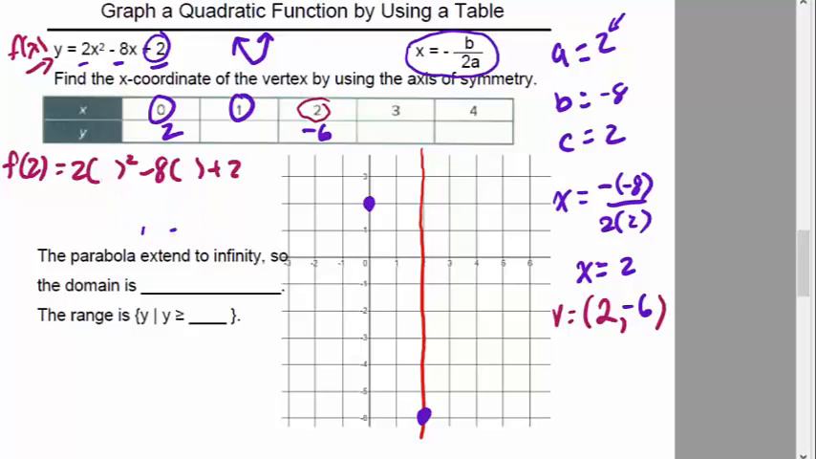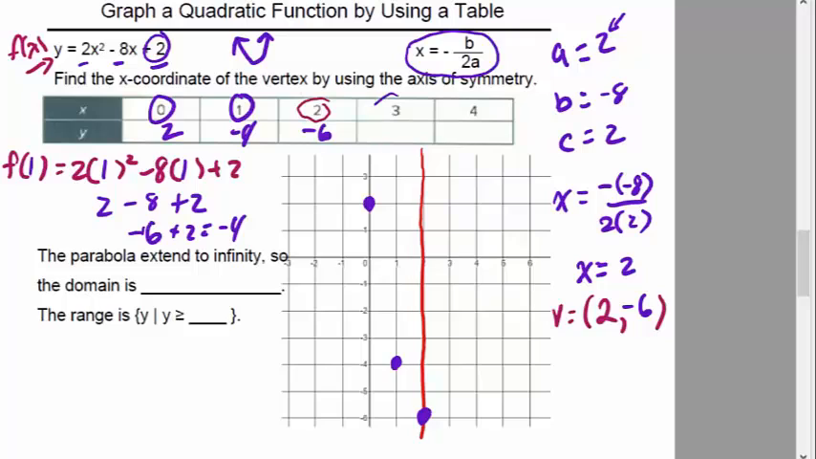So all I got to do is come back and replace my 2 with a 1 in my function. So I'm going to replace this with a 1, 1, and a 1. So 1 squared is 1 times 2 is 2. -8 times 1 is -8, and then I'm going to add my 2. So 2 minus 8 is -6. -6 plus 2 will output a -4. So I have (1, -4).